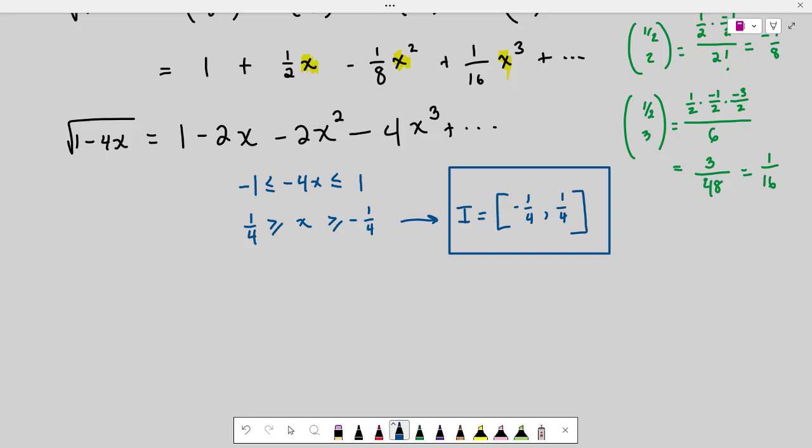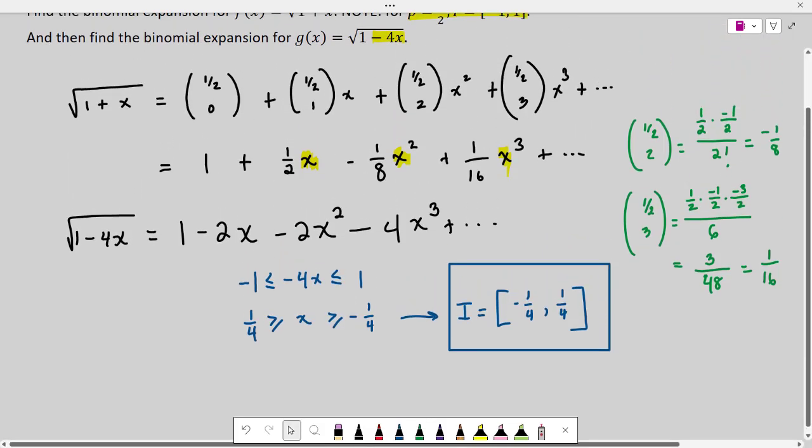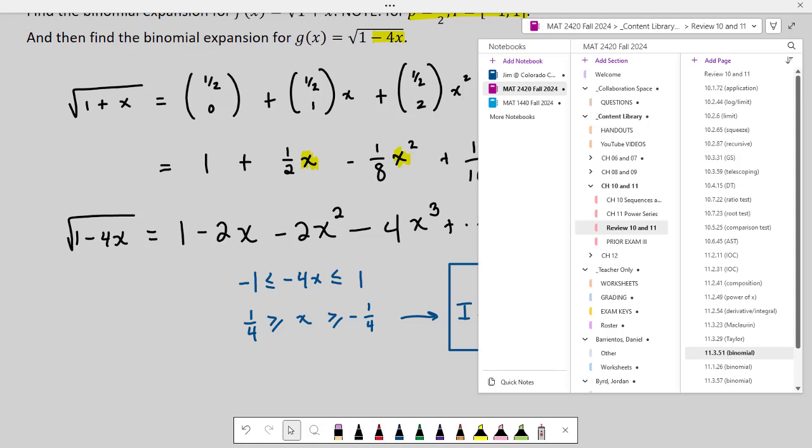So substitution, composition, that's the simplest thing. If you're just substituting, we don't have to test endpoints. All right, any questions on any piece of that? All right, let's go to a definite integral.